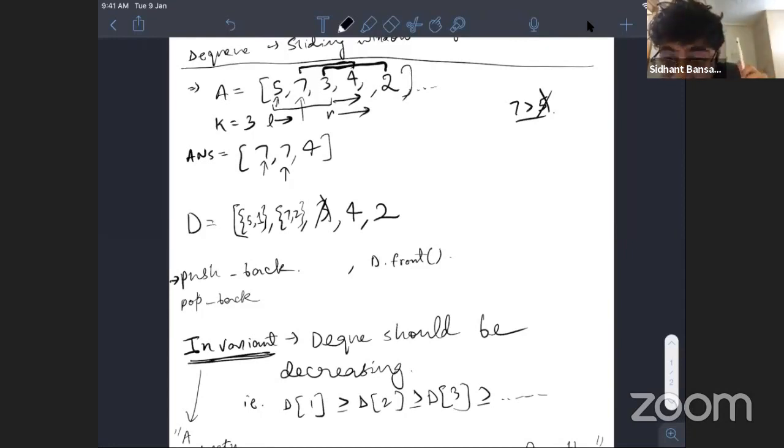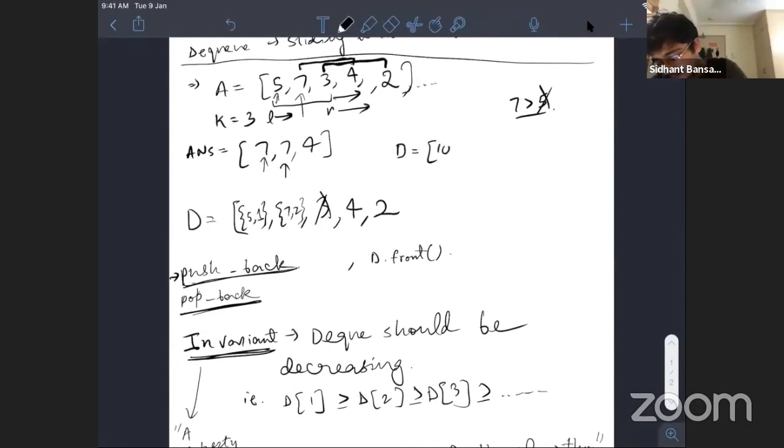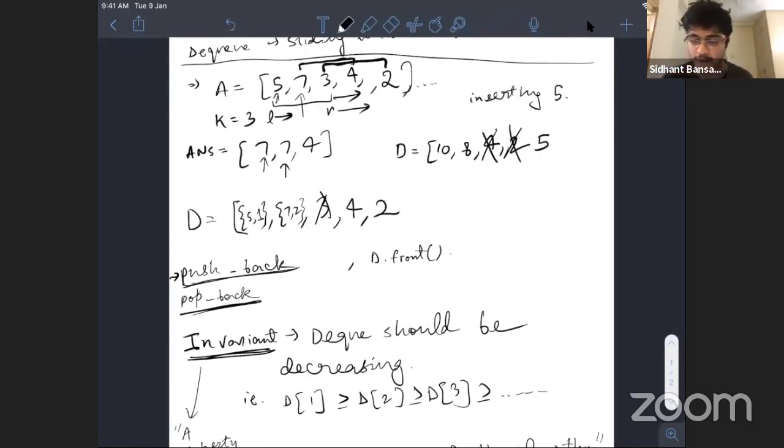Someone is asking how we are maintaining the invariant. The way we are maintaining the invariant is that whenever we push elements at the back, we use the pop back method before that and pop out some elements. So let's say our DQ right now looks like this: 10, 8, 4, 2. And let's say the next element we are inserting is 5. What we'll do is we'll pop out 2 and 4. We'll access the back, we'll pop 2, then we'll pop 4. We won't pop 8 because we don't need to. And then we can simply insert 5 after popping out 2 and 4. Does everyone get this? Like how we are maintaining the invariant.